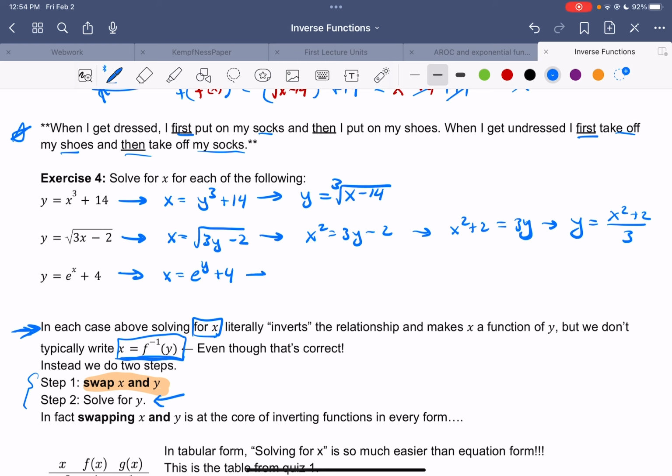And finally, let's move that 4 over. I have x minus 4 is equal to e to the y.